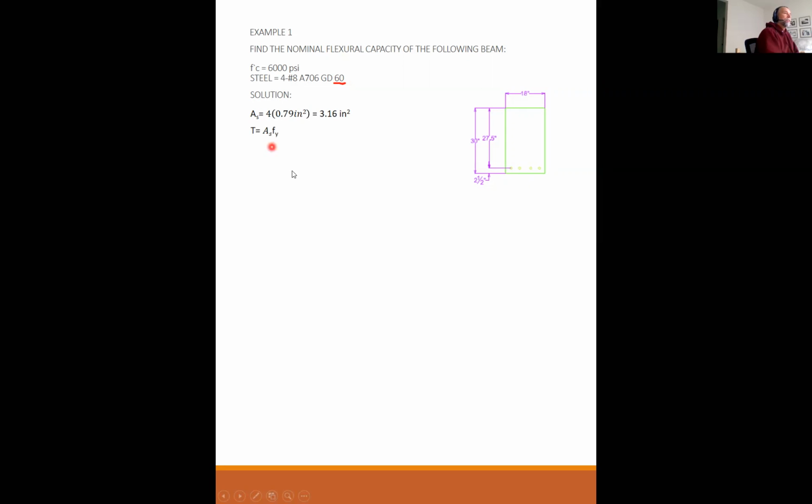T is equal to AsFy, 3.16 times 60 KSI, because it's grade 60, equals 189.6 kips. That's my total tensile force. D is 27.5 as labeled here. B is 18 wide. And so my nominal capacity is, again, remember the equation is AsFy (d minus AsFy over 1.7 f prime c b). And this equals 5,018 kip inches, or divide by 12 to get to 418.2 kip feet.